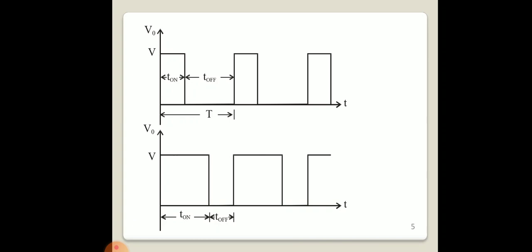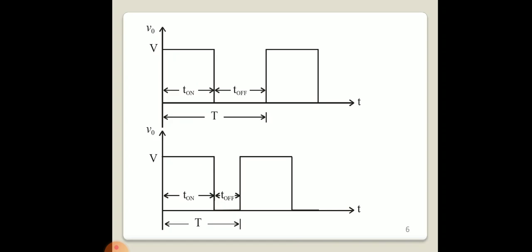This is a waveform which shows the first scheme, the pulse width modulation scheme, in which T is constant. We increase the T on time. This scheme shows the frequency modulation scheme, in which we reduce the time and increase the frequency by keeping T on constant and reducing T off time.